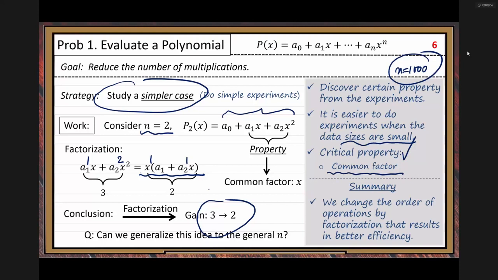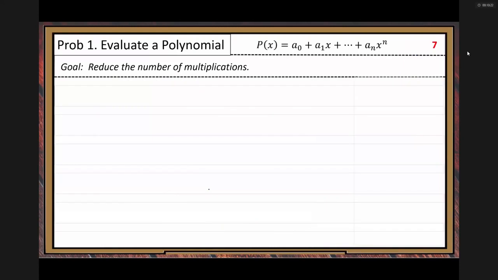Look at the summary. In the summary, we change the order of operations by factorization, which results in better efficiency. We want to do the same thing when n takes larger values. So let's go to the next step and do some more work in order to understand our method.